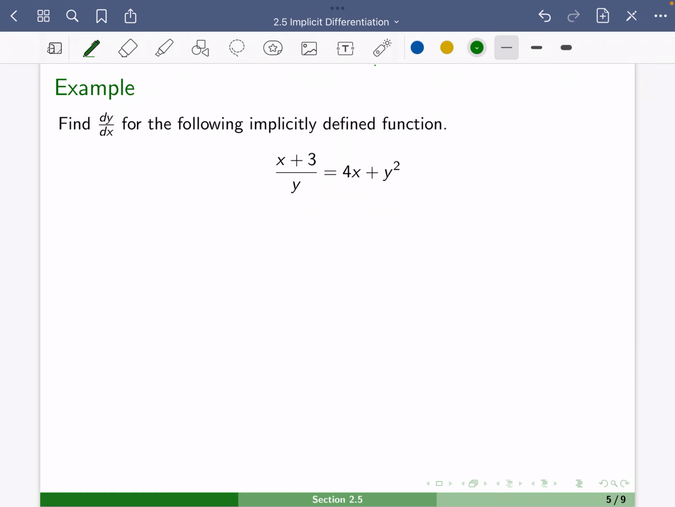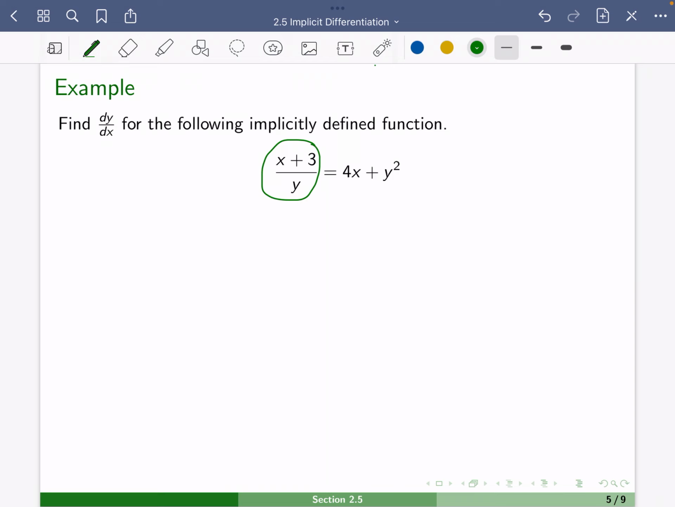So we're going to take the derivative of the left-hand side first. When we take the derivative of this, we have x plus 3 divided by y. So when we take our derivative here, we need to use our quotient rule, or you could rewrite that and use a product rule if you wanted, along with a chain rule a couple times. But let's go ahead and use a quotient rule here.